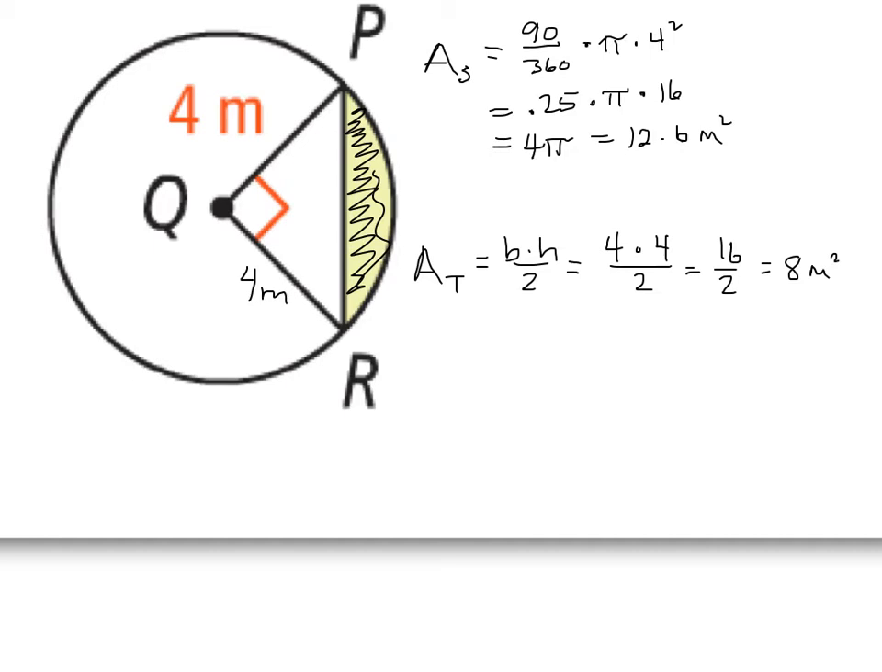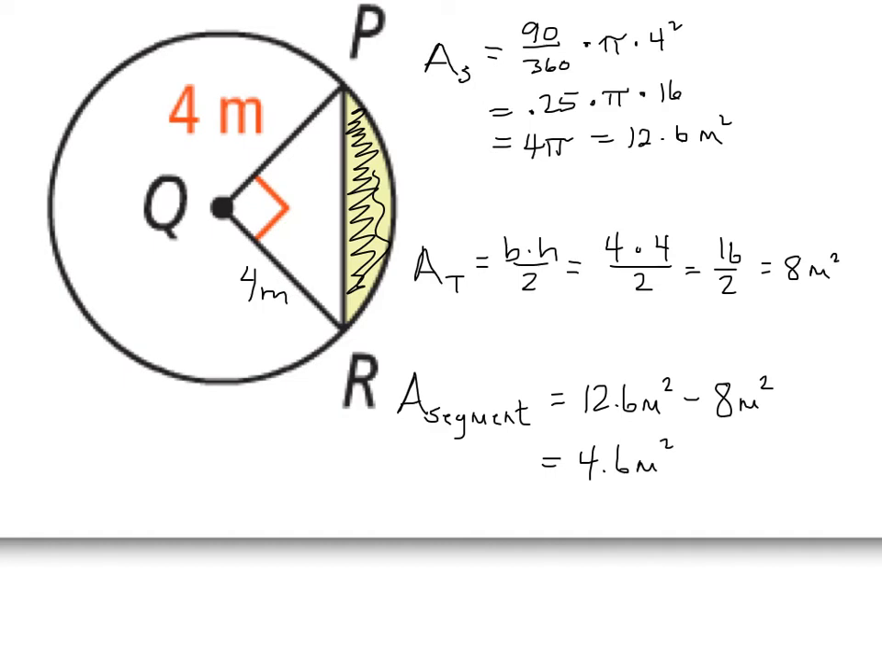Now, how do I find the area of the segment? The area of the segment is equal to the area of the sector, which is 12.6 meters squared, minus the area of the triangle, which is 8 meters squared. Well, if I subtract those, the area of this segment is 4.6 meters squared.